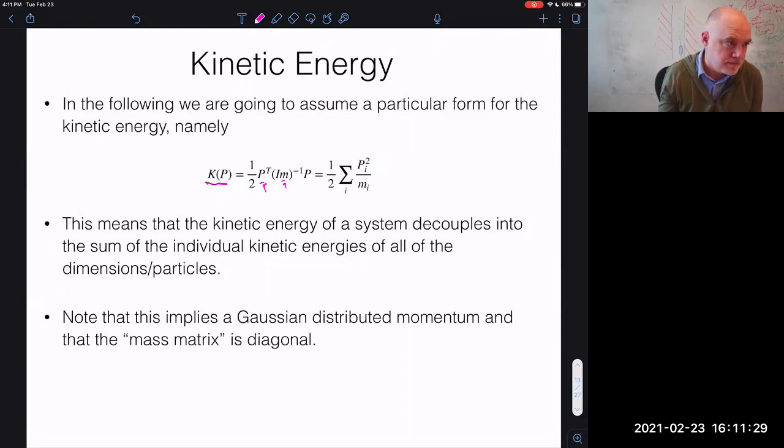Everybody okay with that? I'll take that as a yes. Okay, great. So that further means that the kinetic energy of the system decouples into the sum of the individual kinetic energies of all the dimensions or particles. Totally fine.